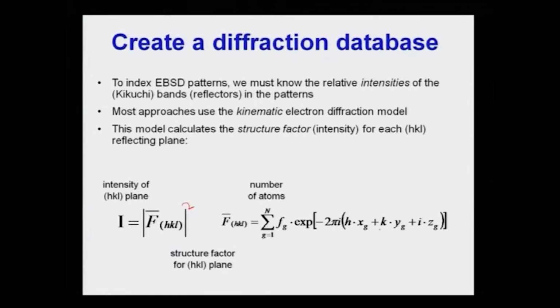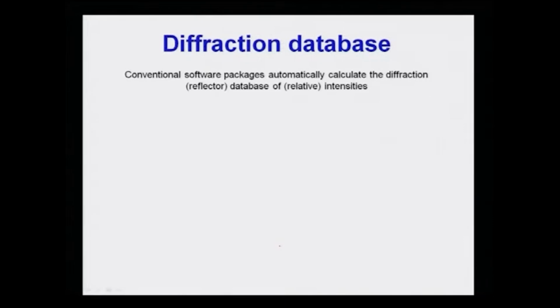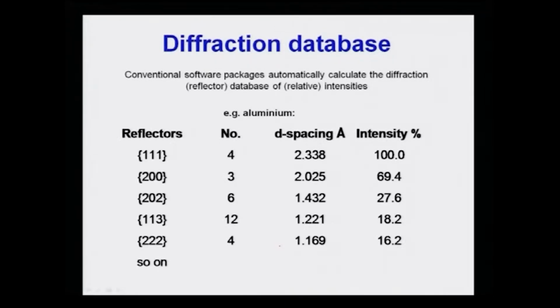Here n is the number of atoms, as you know, and f is basically the scattering factor for each atom, which can be obtained from any database. And the lattice planes and atomic positions I already told you. So, how do I create it for aluminum? Let us do that.